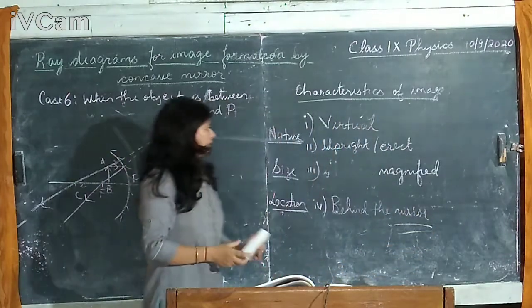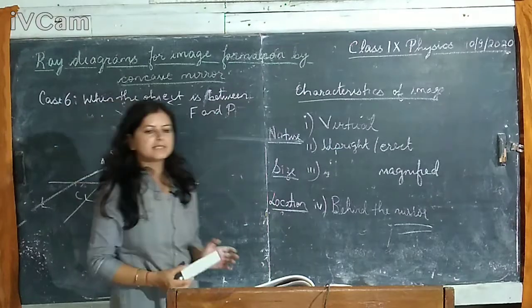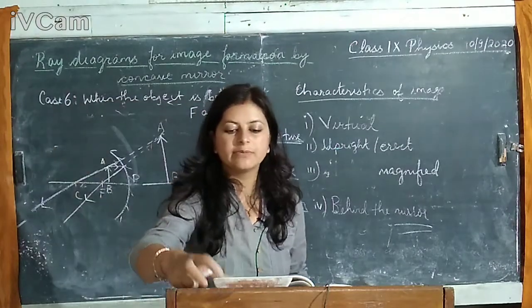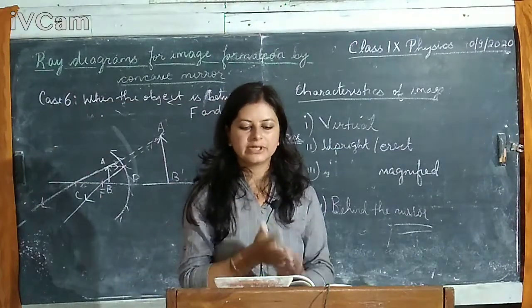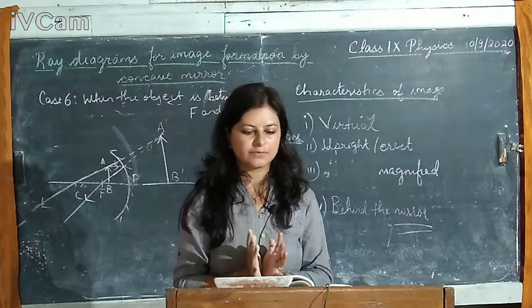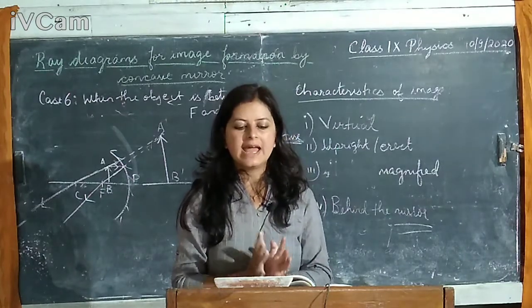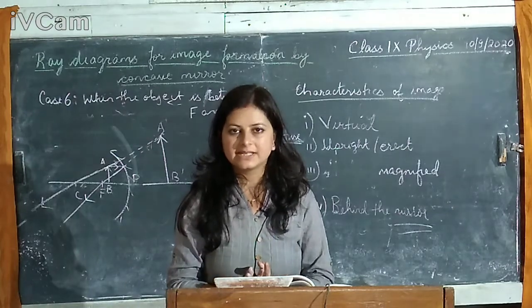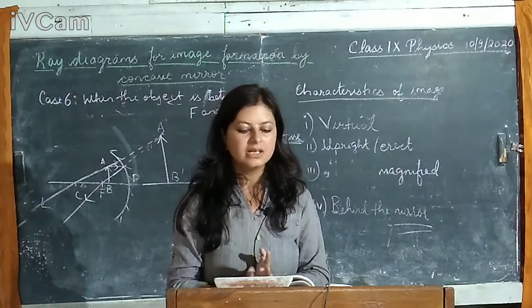Alright, so these are the 6 cases for the different positions of the object, with respect to which we have learned how to construct the ray diagrams for the image formation, and we have also learnt about the characteristics of the image formed by a concave mirror.